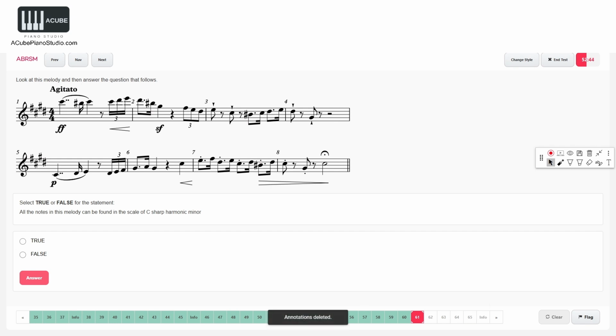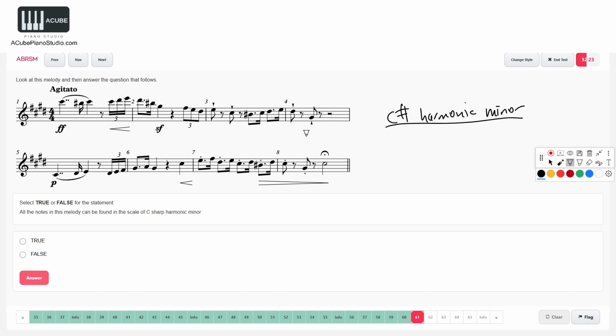Alright, so moving on to this part here. You're asked to say whether it's true or false. All the notes in this melody can be found in the scale of C sharp harmonic minor. So I've written it just now. It's C sharp harmonic minor. So basically you check the key signature. Yes, C sharp minor has a key signature of F sharp, C sharp, G sharp, D sharp. So this key signature is correct.